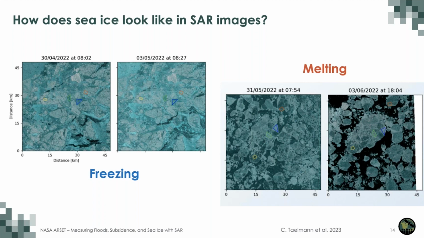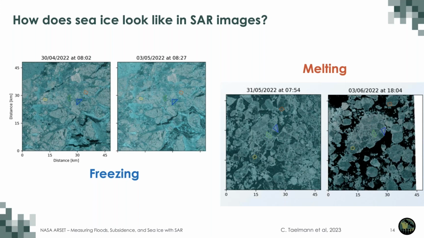These images were taken at the same time as we had a campaign where we collected in situ data in this region. So we happen to know that in the images on the right, the temperature has turned positive and we really started having melting. The melting itself started around the 27th, 28th of May, and this first image here is from the 31st of May.